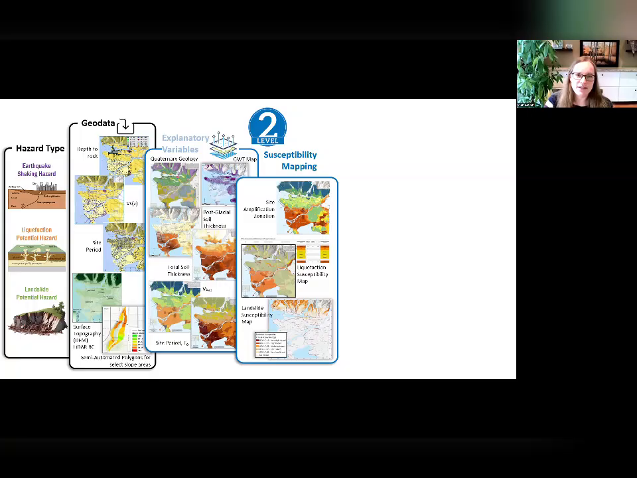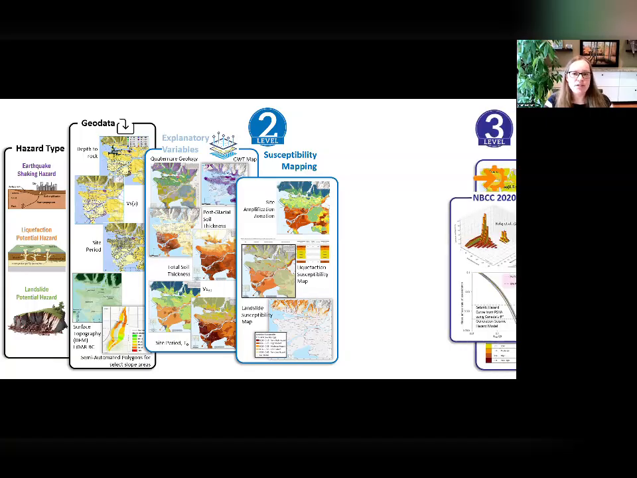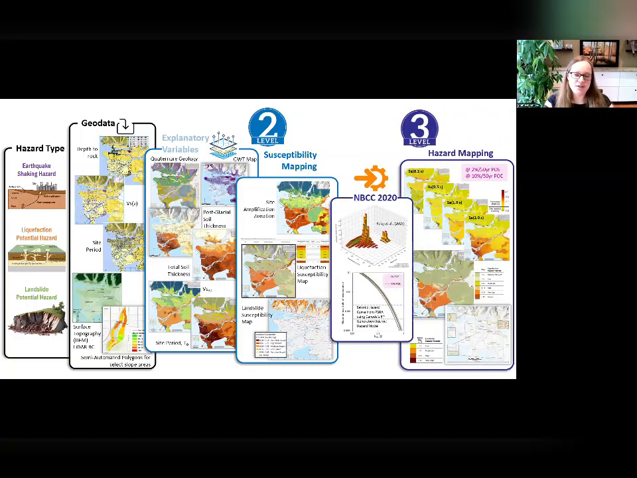Once we had our geodatabase, we would then be able to express that geodatabase in the form of maps. We can create maps of any of these metrics that are inside of the geodatabase, but then we also needed to have these ideas of what that data is like at any given location from which to then produce the hazard potential maps or the hazard mapping, which then has to be dependent on the level of shaking intensity, which is coming from the 6th generation National Seismic Hazard Model or the 2020 Building Code.